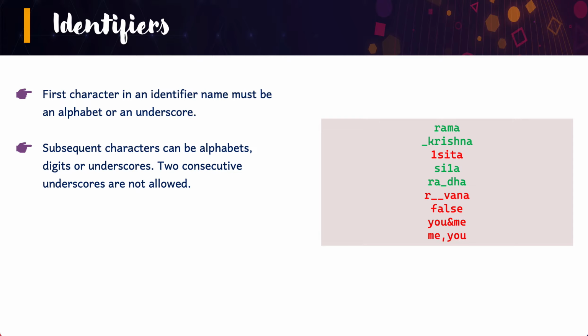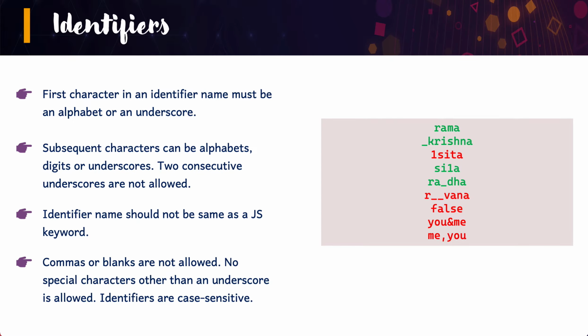You can see from the second rule, it is adding digit, which means that the first character cannot be a digit. Because I can use an underscore, there is a rule that says 2 consecutive underscores are not allowed. Then, an identifier name cannot be the same as a JavaScript keyword. If there is a predefined keyword that is part of the language, then we cannot use the same name as an identifier name. And lastly, commas or blanks are not allowed as part of identifier names. No special characters other than an underscore is allowed. And then identifiers are case sensitive.